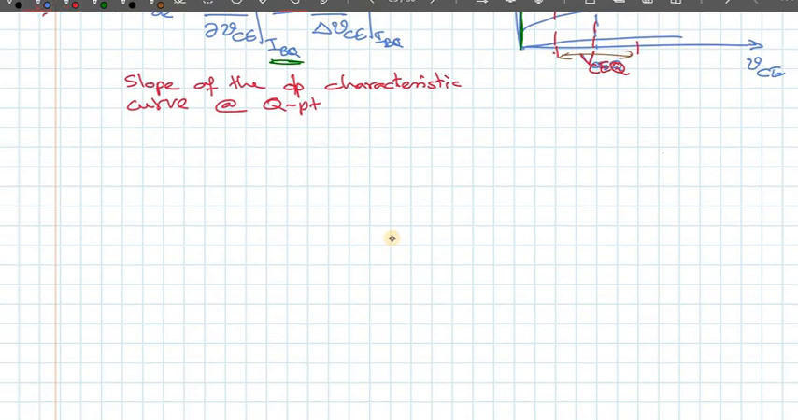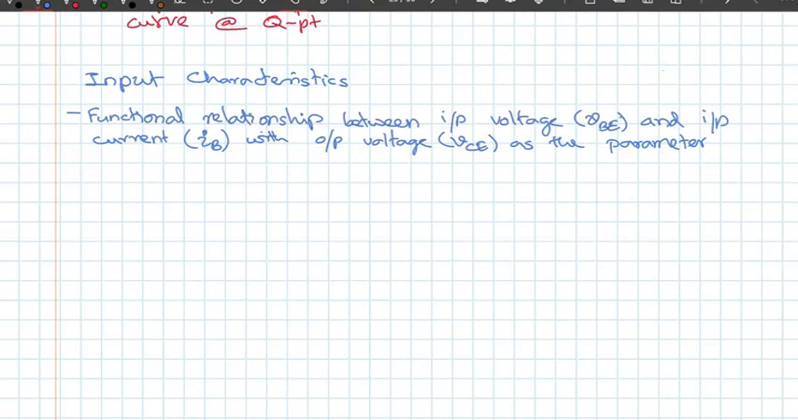The second one is the input characteristic. This is a functional relationship between input voltage and input current with output voltage as the parameter. Earlier, when we talked about input characteristics, we did not mention anything about the VCE. Now in this case, it's necessary to have a look at it again. So let me draw what we looked at earlier.